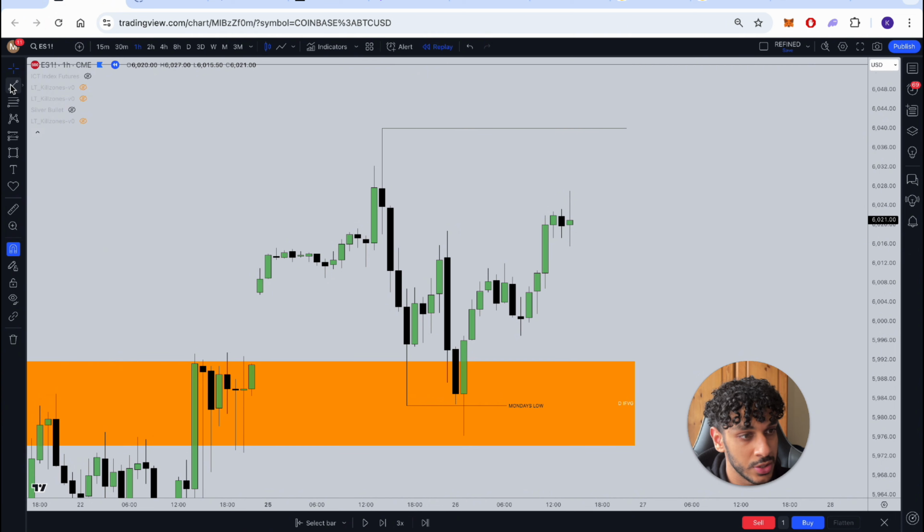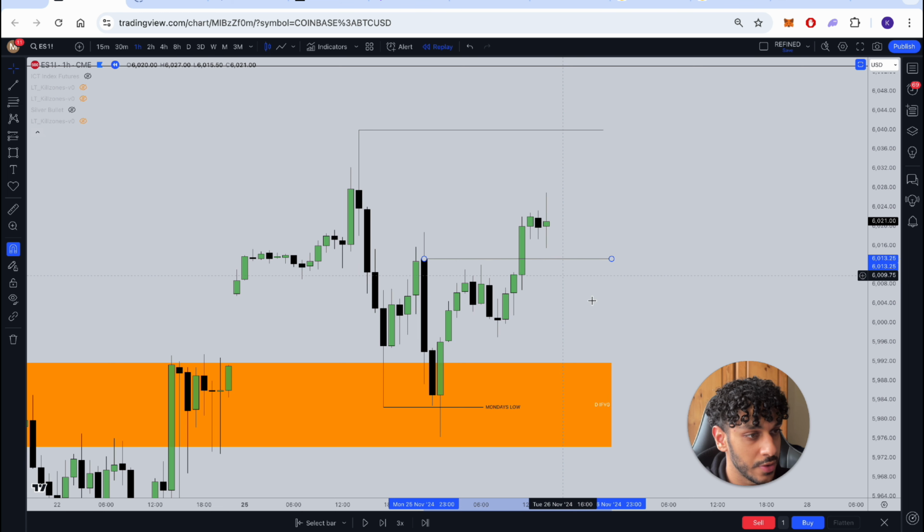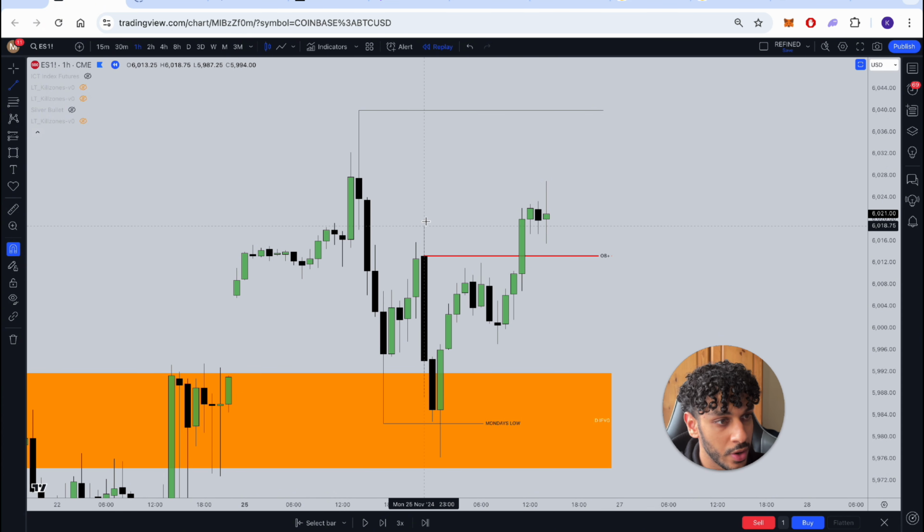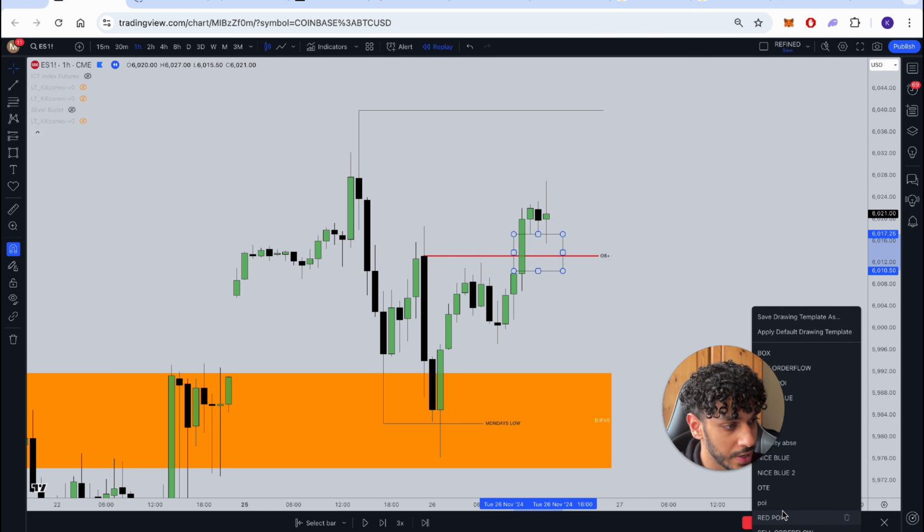We then had a change in state of delivery, whether you wanted to say it was via the FVG here or it was via the order block, makes no difference. You get to the same conclusion. Let's just say for simplicity's sake, it's the order block that's key here. So we have the order block, we have the run above swing high, market structure shift, all that good stuff. We have fair value here.